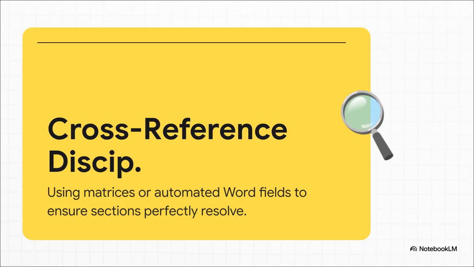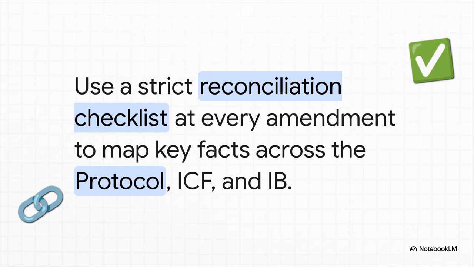Commitment 2, build cross-reference discipline. Like Marcus warned us, protocols can turn into a maze of 1,000 cross-references. Use tracking matrices or automated Microsoft Word fields so everything links up perfectly. A broken cross-reference is the absolute easiest finding for an auditor to spot. But the good news? It's also the easiest to prevent, as long as you're diligent about refreshing those fields before locking versions.